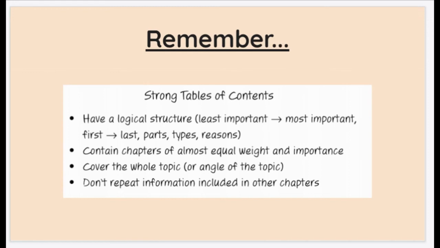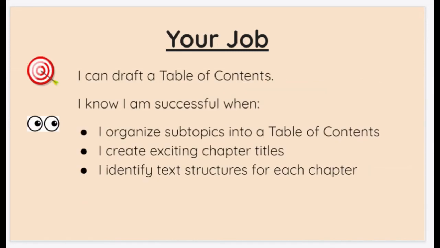So again, you don't want a chapter that might be describing a frog's body, and it talks about how strong their legs are, and then a separate chapter that just has a paragraph about their legs. Make sure you're covering all of that information together. So your job today, I can draft a table of contents. I know I'm successful when I organize subtopics into a table of contents, I create exciting chapter titles, and I identify a text structure for each chapter.